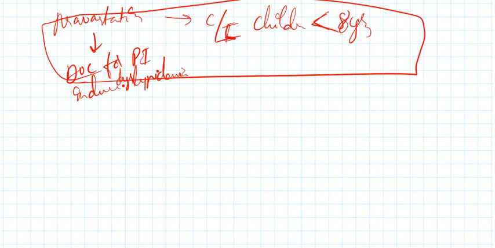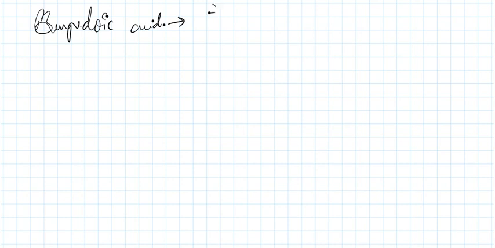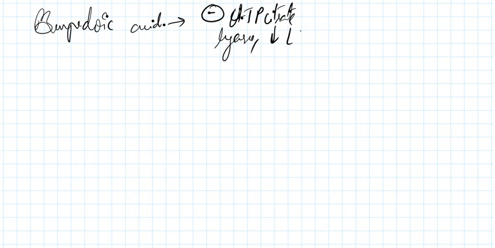Okay. Now coming to the next one, bempedoic acid. What is the next drug which decreases LDL? It is bempedoic acid. How does it act? It inhibits ATP citrate lyase, and it decreases LDL. What are its uses? It is an add-on for statins.